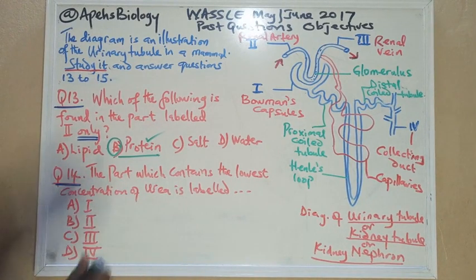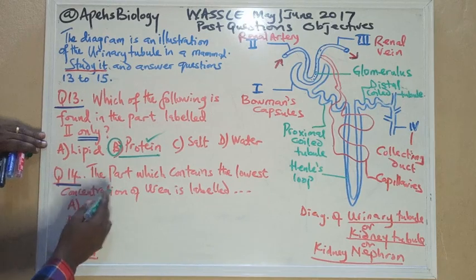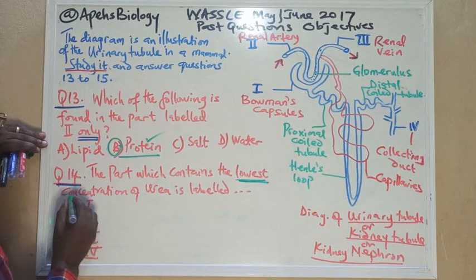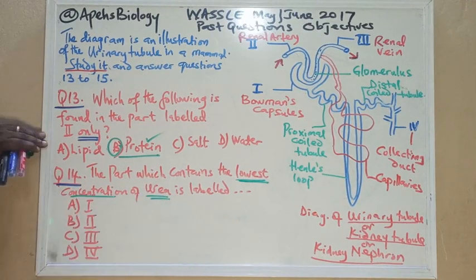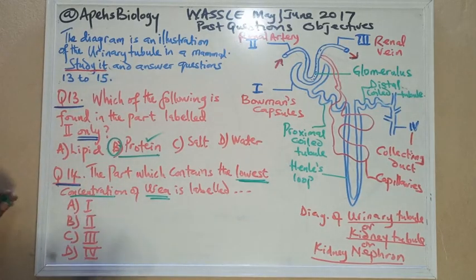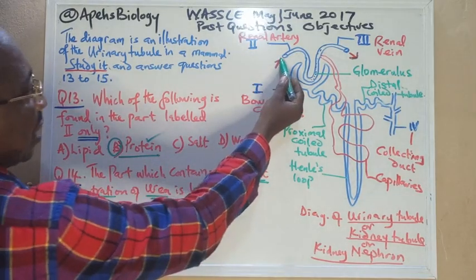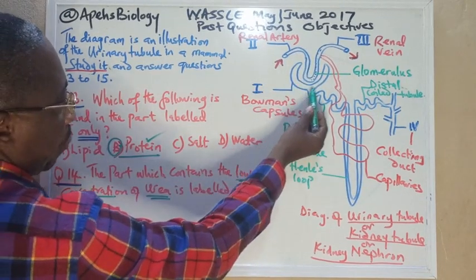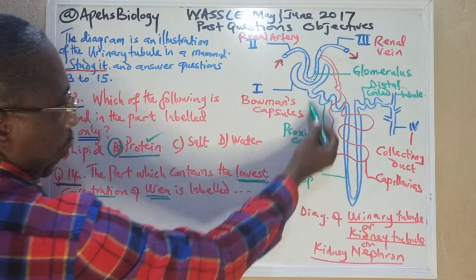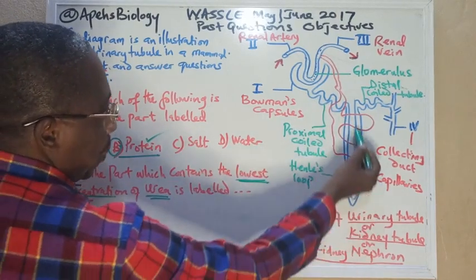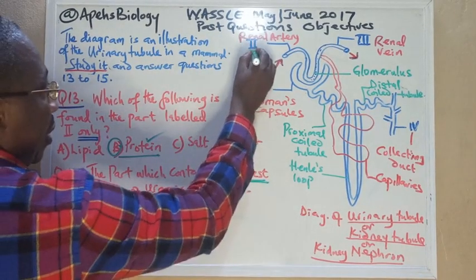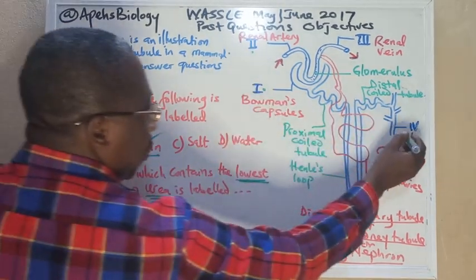Then the second one is question 14. The part which contains the lowest concentration of urea is labeled what? Urea is the poison. Definitely we have urea inside the renal artery as number 2. We have urea inside the Bowman's capsule because it has been filtered. We have urea in all these tubes. We have urea in number 4. So there's urea in number 2. There's urea in number 1. There's urea in number 4.